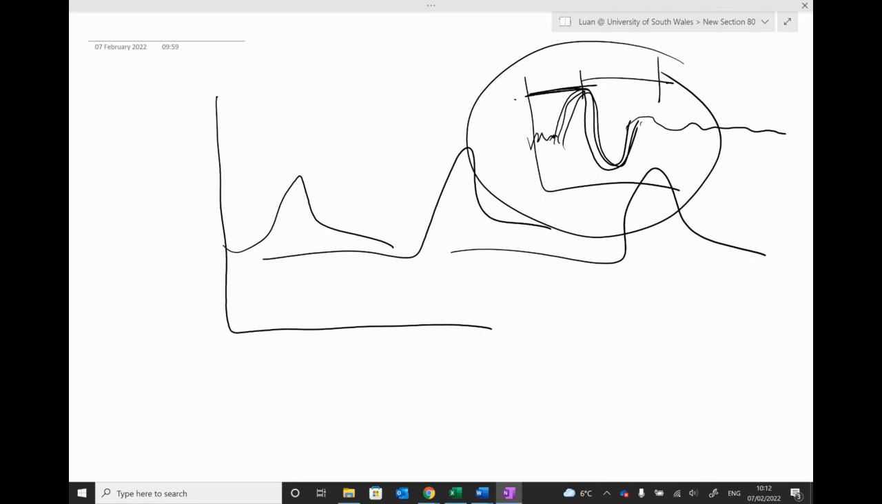So everybody okay with the oscillations, plotting those graphs for oscillations? Yeah? Okay, so that is really important that you do that bit.